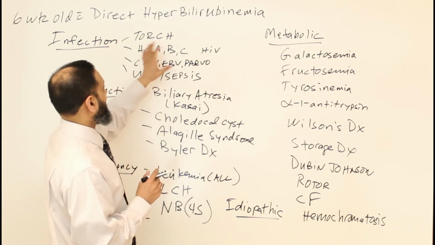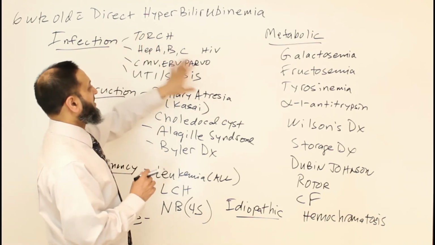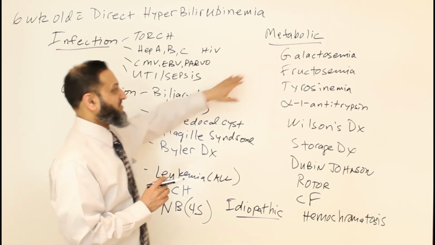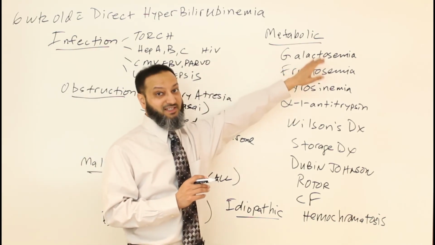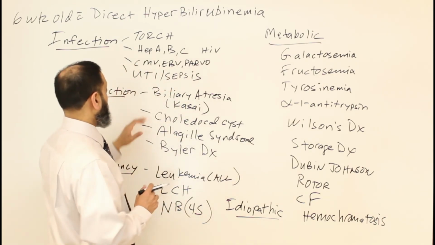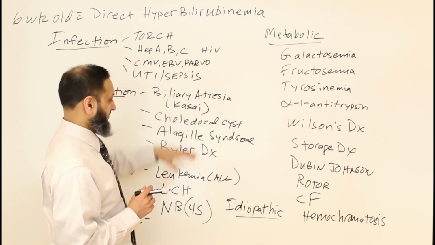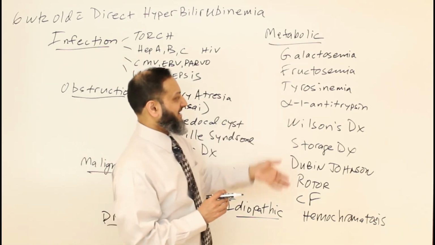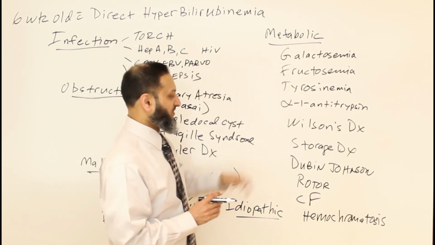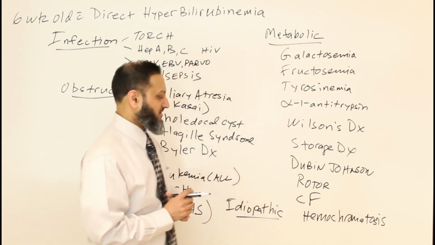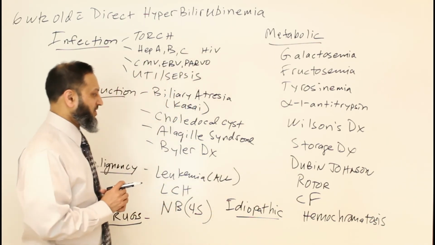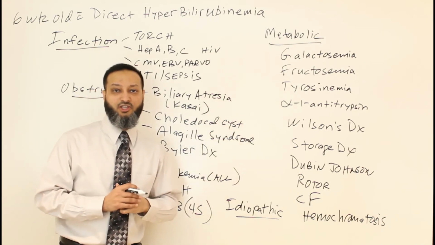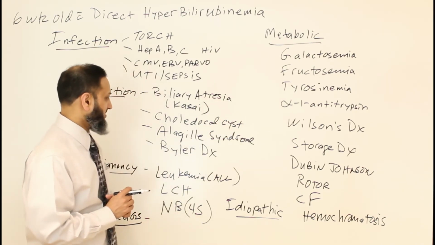So again, given the age, you have to think about infections like TORCH and other types of congenital and acquired infections, UTI and sepsis, especially if you're worried about possibly galactosemia. And then the obstructive processes, I think, are all very important to consider. And then some of the malignancies, and then obviously the metabolic things like we mentioned with the storage diseases and other congenital causes of direct hyperbilirubinemia. So this is the full differential of how to approach a young child with direct hyperbilirubinemia.